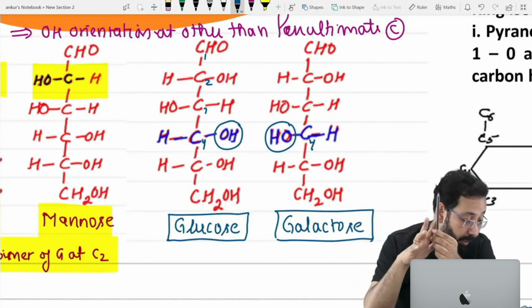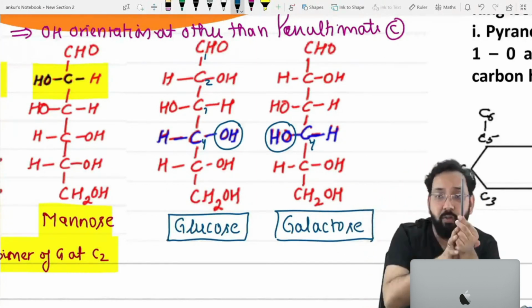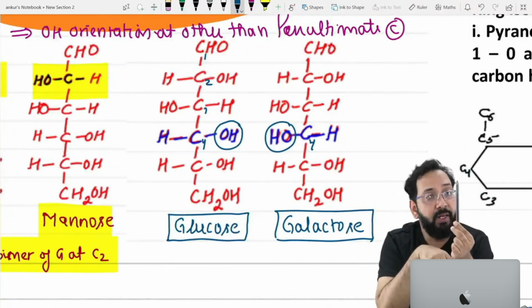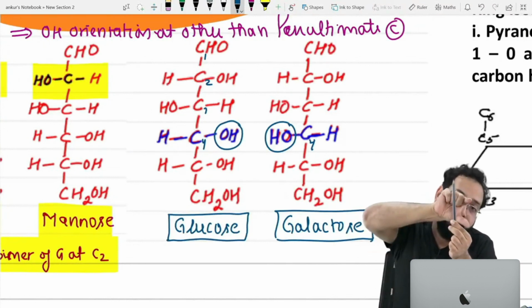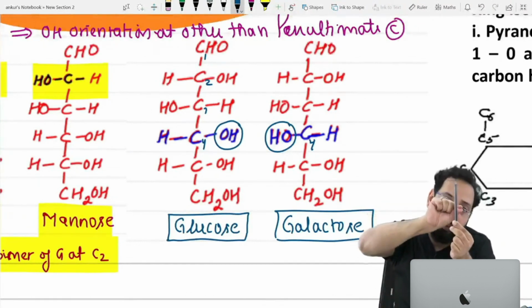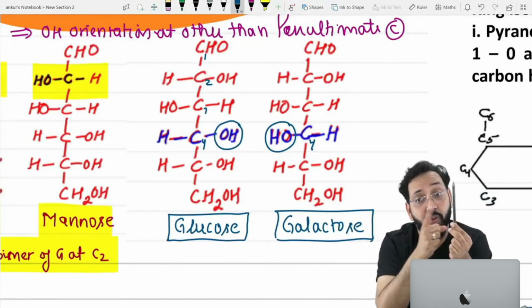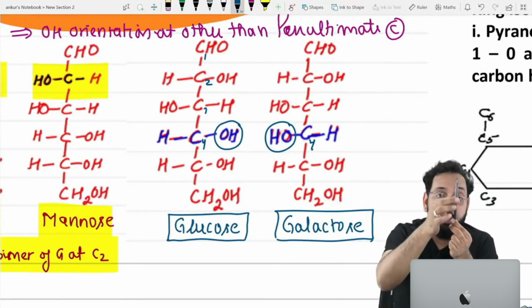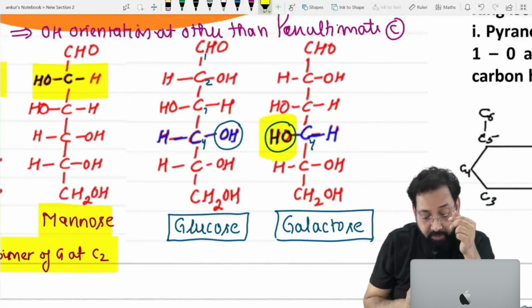Now again look at me, this is a pen. Suppose this is a molecule of galactose. 1, 2, 3, 4. At carbon number 4, OH is on the left side. I hold this OH and rotate it from left to right. It would become glucose. That is galactose, and in galactose at carbon number 4, OH is on the left side.